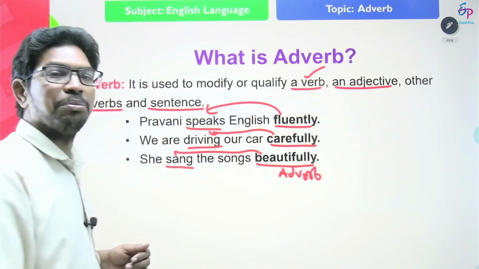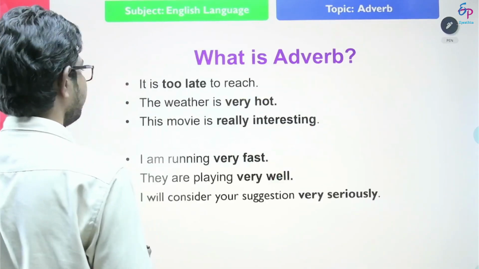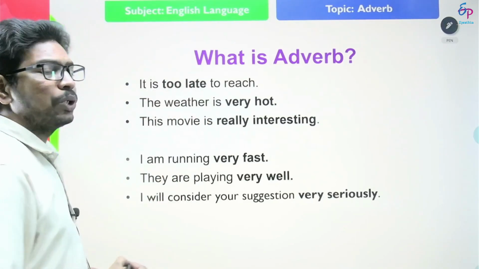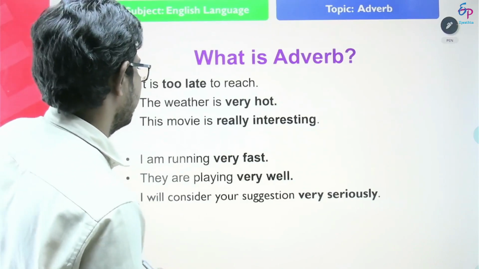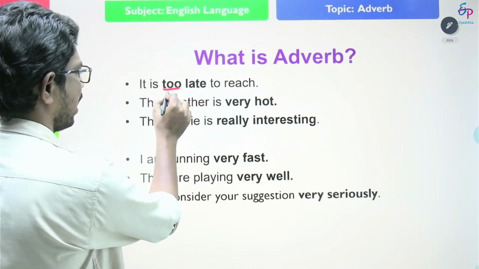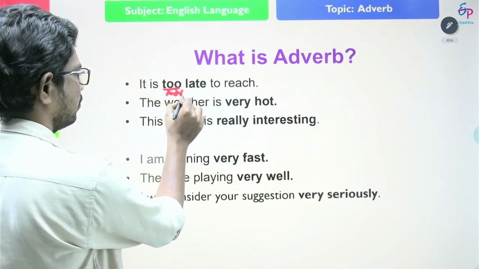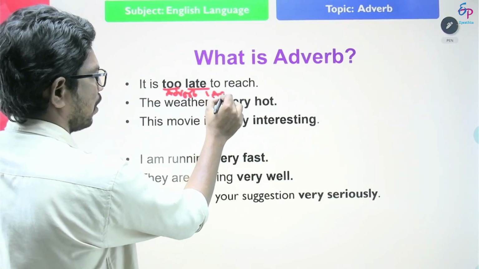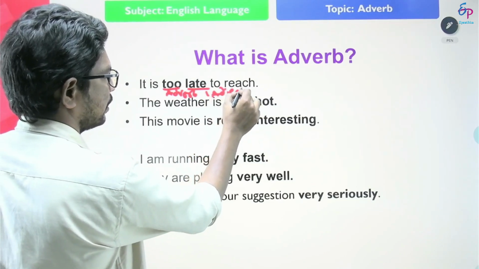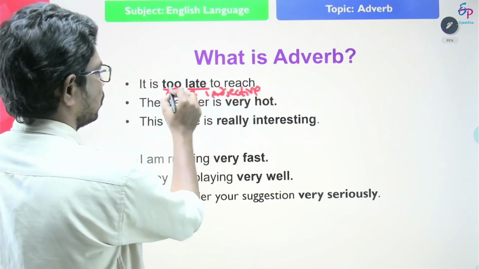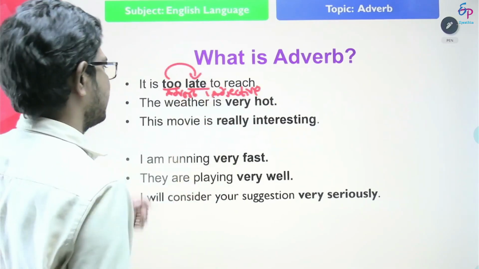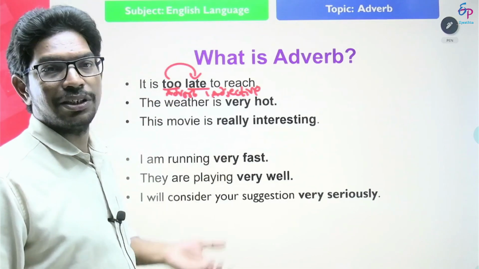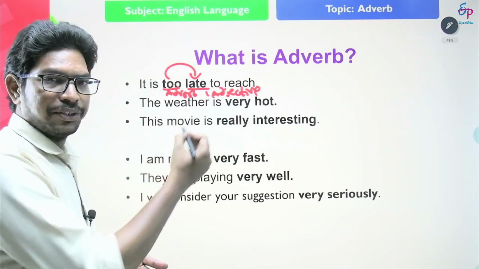Next let us see how it modifies an adjective. Look at this example. It is too late to reach. In this sentence, too is an adverb and late is an adjective. So too is modifying the adjective late. An adverb modifies a verb and an adjective.